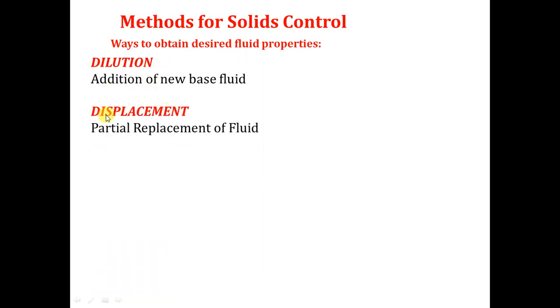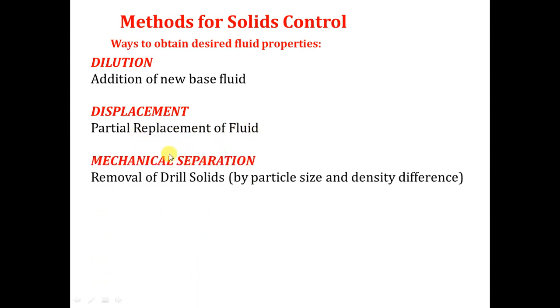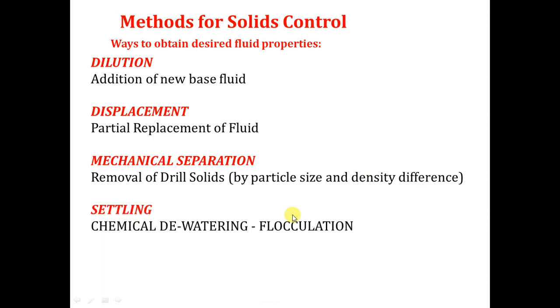Now, what are the methods for solids control, or the ways to obtain the desired fluid properties? Number one is dilution by addition of a new base fluid, and we have talked about this. Number two is displacement, which is a partial replacement of the fluid. Number three, which is the main topic of our lesson today, is the mechanical separation or removal of drilled solids by particle size and density difference, for example, in the solid control equipment. And number four is settling, which is used mainly in the settling tank.